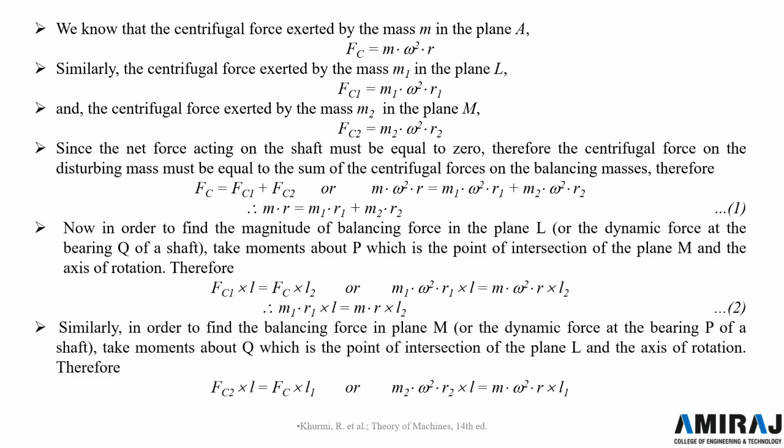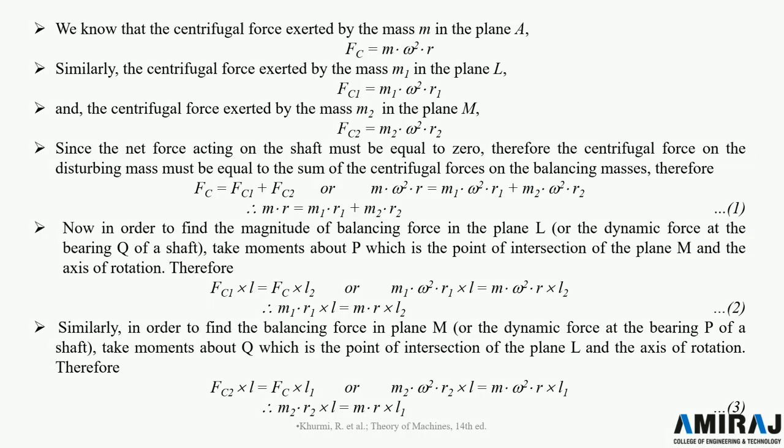and by solving this we will put here FC2 is equal to m2 omega square r2 cross L, and FC is equal to m omega square r into L1. We will get m2 r2 cross L is equal to mr cross L1. So this is for the case where the balancing masses are on the two sides of the unbalanced mass.